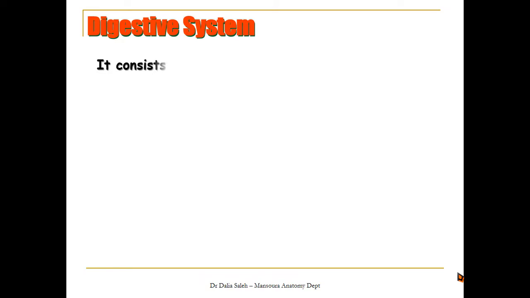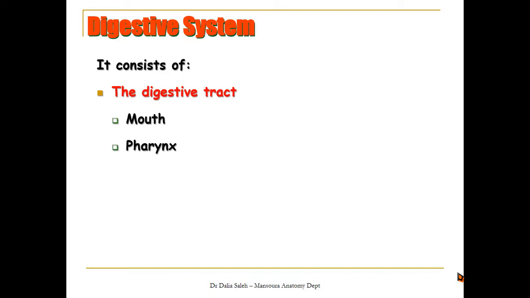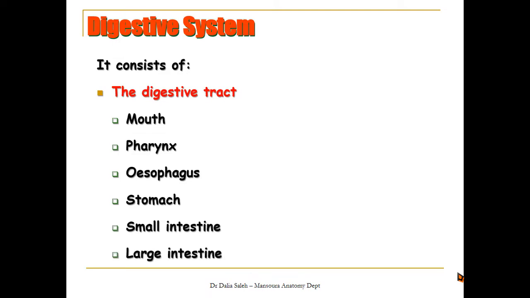The digestive system consists of the following. The pathway of the food is called the digestive tract. It starts with the mouth, then the pharynx, then the esophagus, the stomach, the small intestine, and then the large intestine.